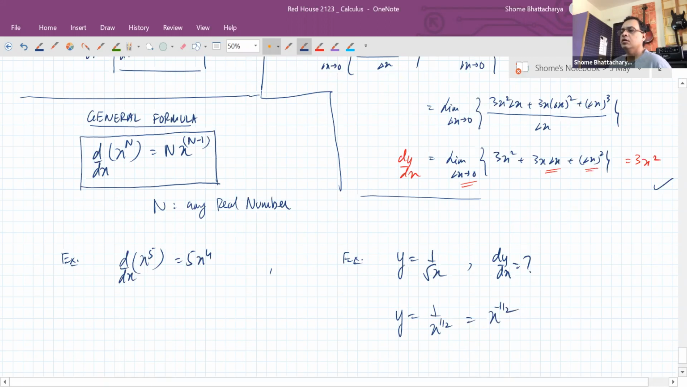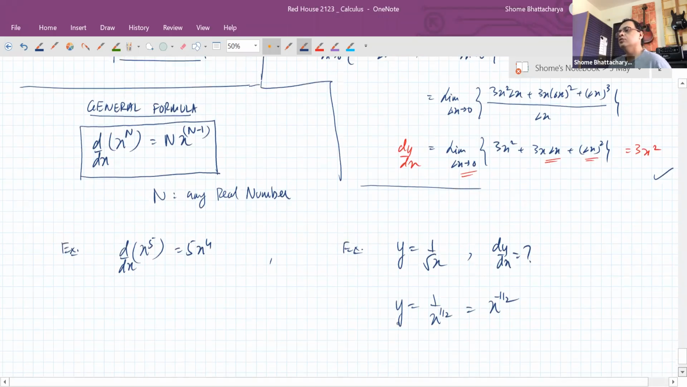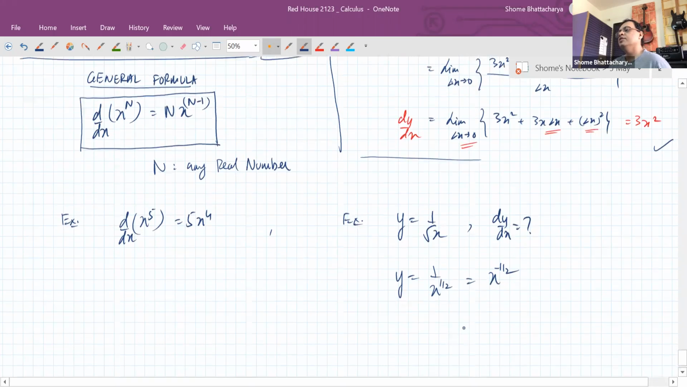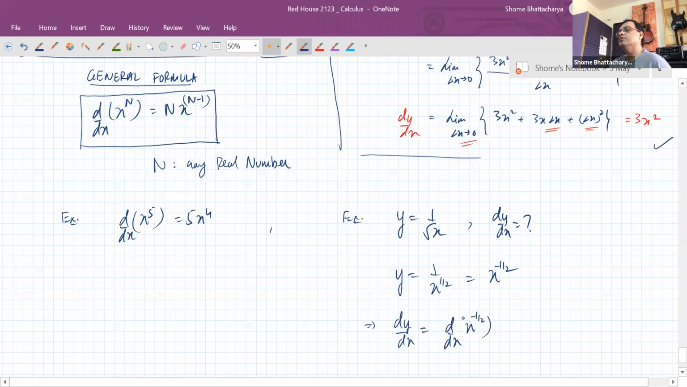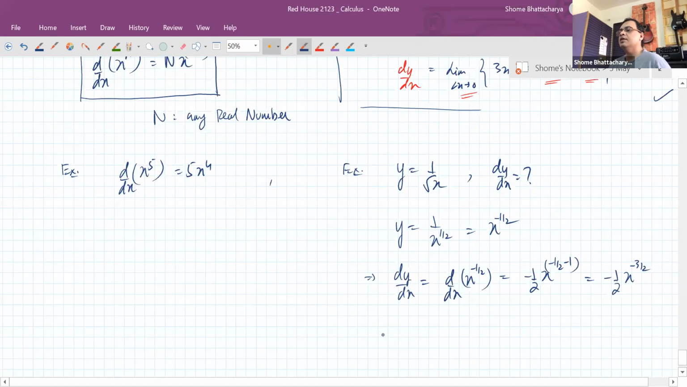Yes, sir. Okay. And now I'll just substitute the value of n as minus half. So differentiation of y with respect to x will become differentiation of x to the power minus half. So that is n x to the power n minus 1. So this will become how much? Minus half x to the power minus 3 by 2. Yes, sir. Okay, so that becomes my answer.